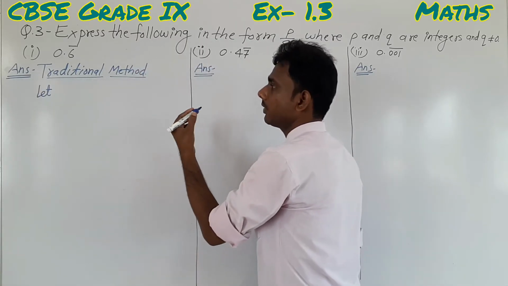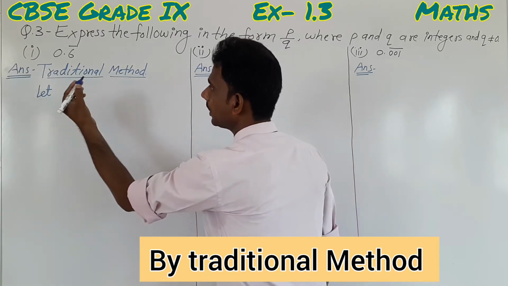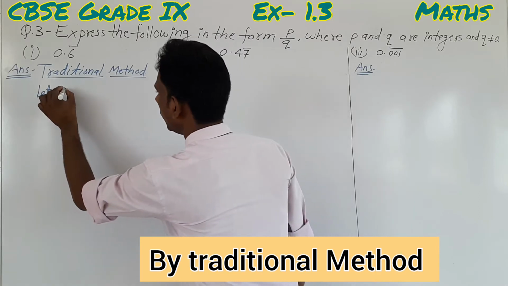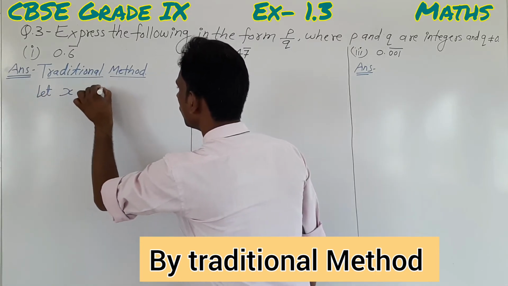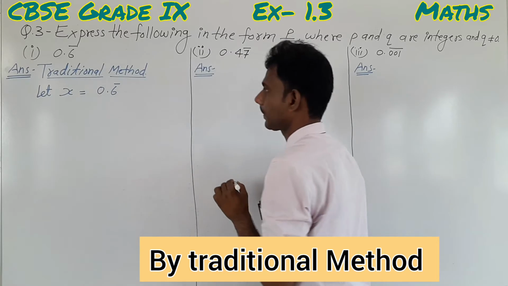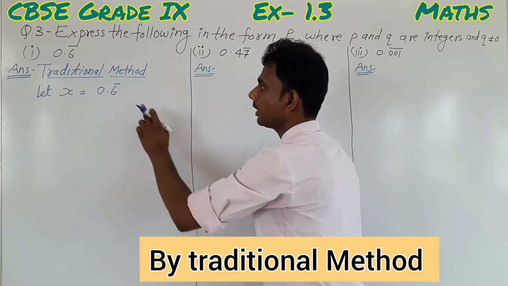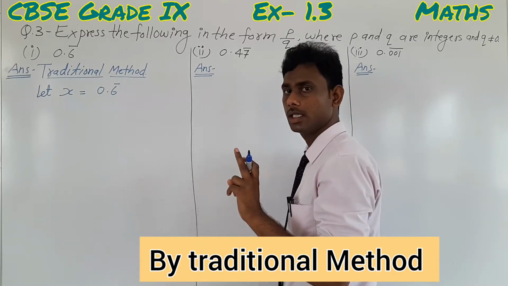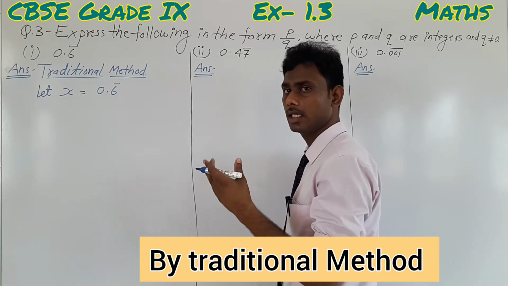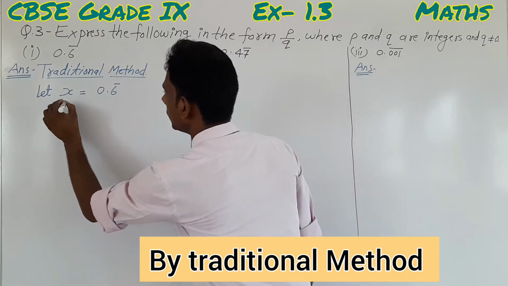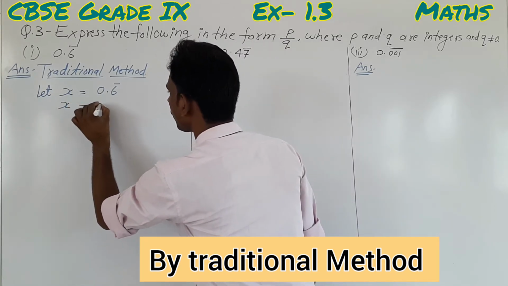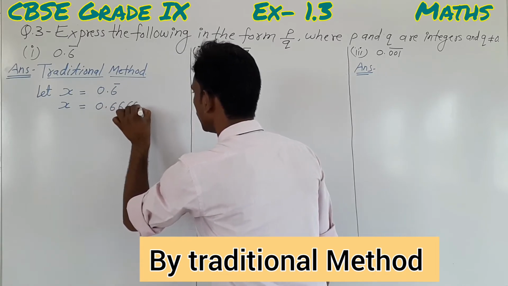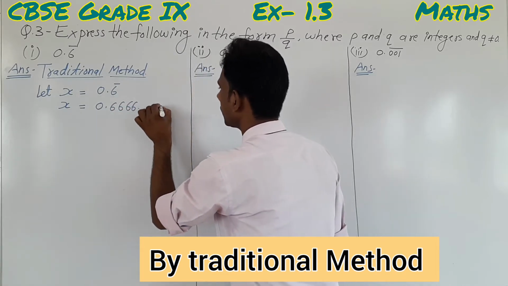In this method, first of all, we have to assume this number is equal to x. Let x be equal to 0.6 bar. In 0.6 bar only one digit is recurring because the bar is on only one digit. So 6 is recurring. So we can write x equal to 0.6666 dot dot dot. This is equation number 1.